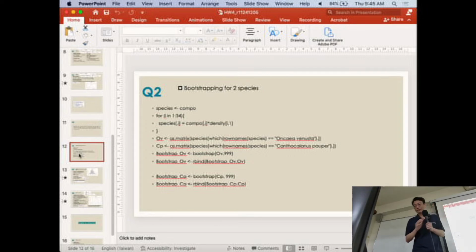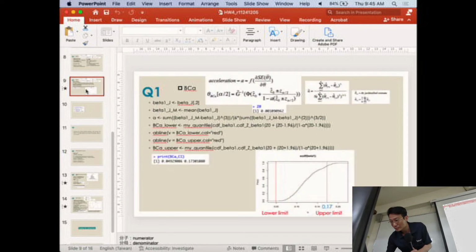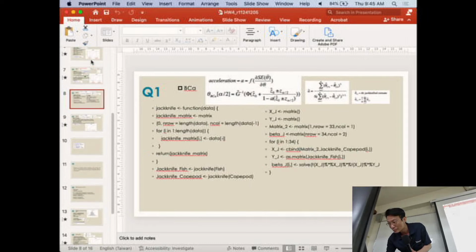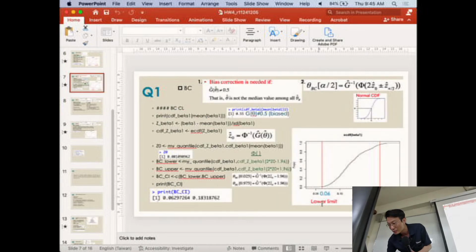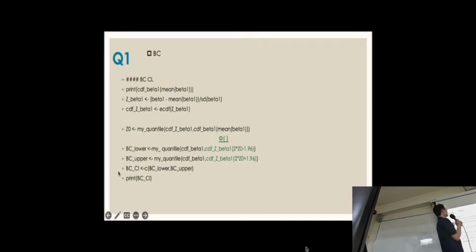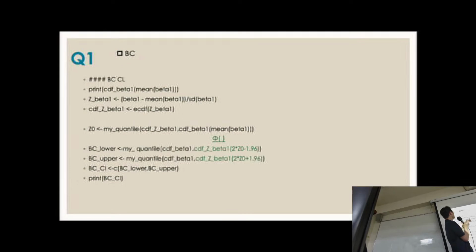First, let me remind again, pay attention to the homework. For the beta 1, when you calculate Z0, you should put in the observed beta 1, okay? Not the mean of all the bootstrap beta 1. Okay, that's the typical mistake.